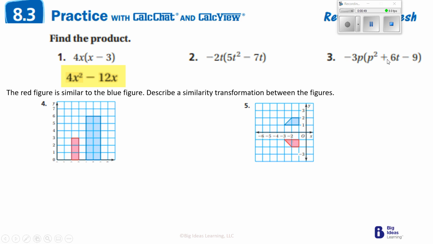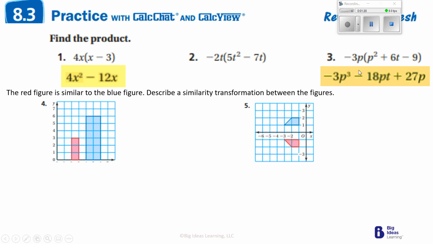Next, we'll take negative 3 to the p, negative 3 times p, and multiply it to positive 6t, which will give us, well, negative 3 times 6 is negative 18. And then we'd have negative 18pt because you can't multiply p and t together. Then you have negative 3p times negative 9. A negative times a negative is a positive, and negative 3 times 9 is 27. So this should be positive 27p, bringing up the rear.